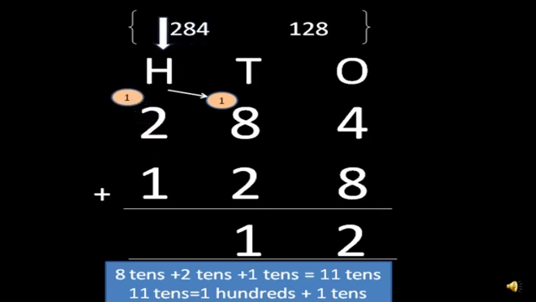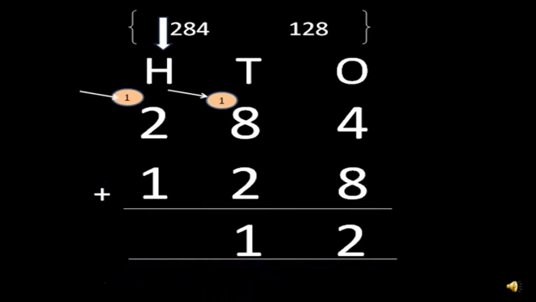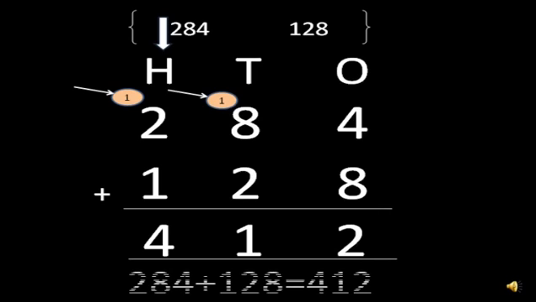Now we move to add the numbers in the hundreds column. 2 plus 1 is 3 plus 1, which is the carryover, is 4. Write 4 under hundreds column. Therefore, 284 plus 128 is equal to 412.